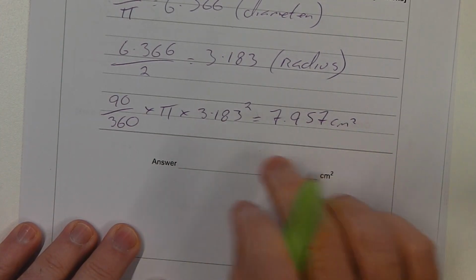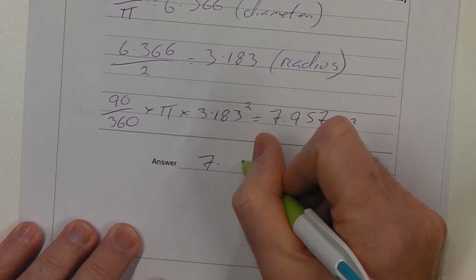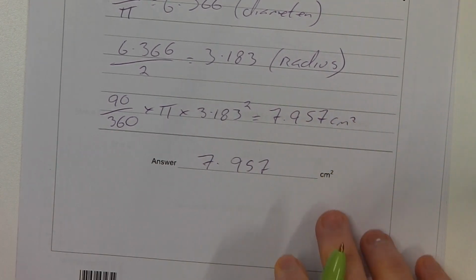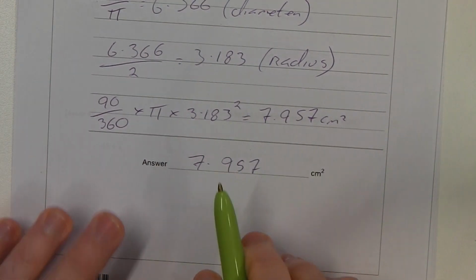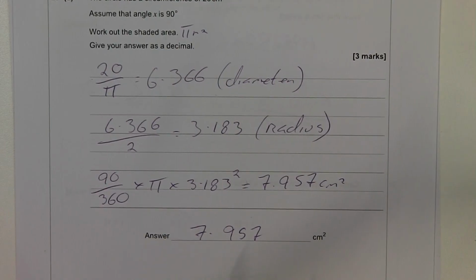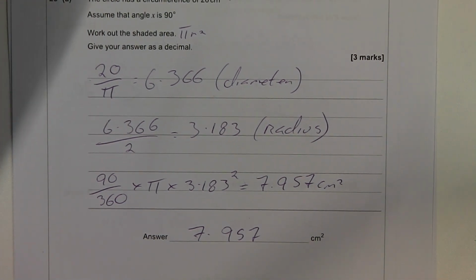Now on the mark scheme, pretty much as long as you had something around the range of 7.9 something, then you'd be fine. So I'm going to put my 7.957. It said give your answer as a decimal. We've gone decimal. It didn't specify how many decimal places to do it to, so we had a little bit of leeway there. We could effectively do what we wanted with our decimal points. Okay, so hopefully that makes sense.